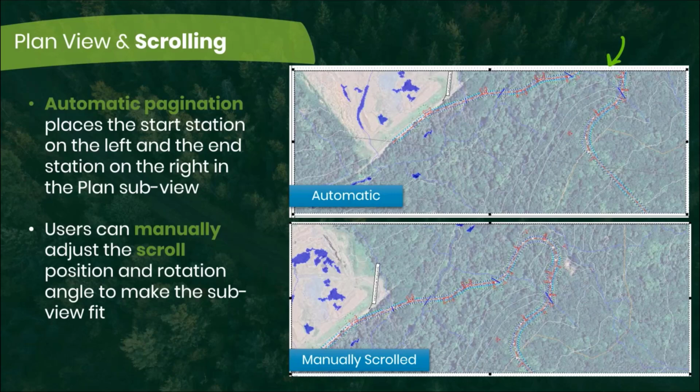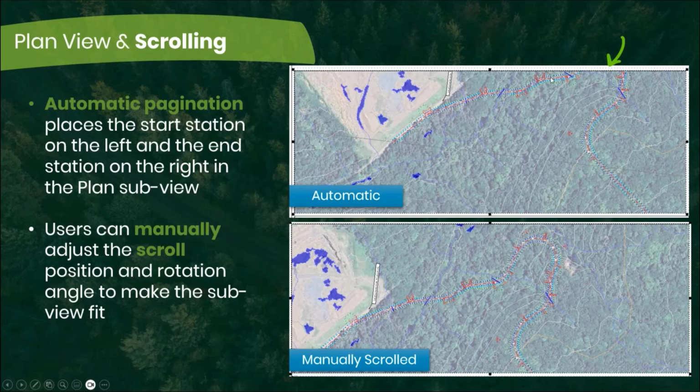So to explain, the automatic pagination. When we put a plan view into our multiplot, it has automatic pagination that happens. It's going to place the start station on the left in the center, and you can see that's what it's doing here in this top picture. So in the automatic display of your plan view when you first insert it, it puts the start station on the left and in the center.